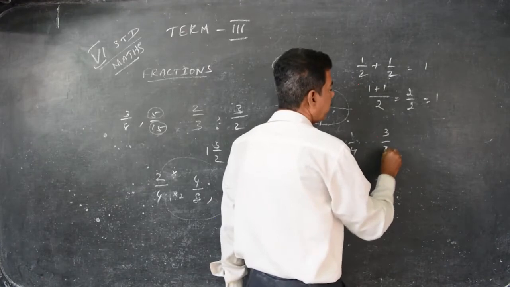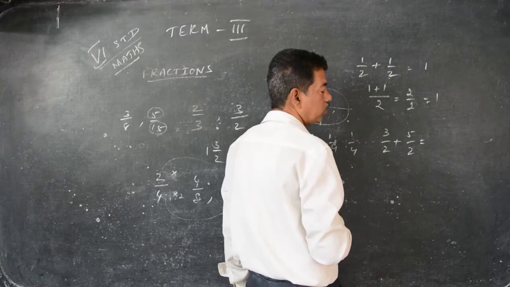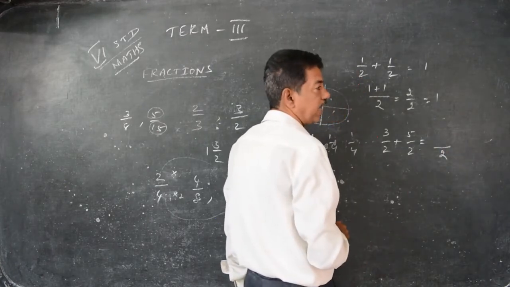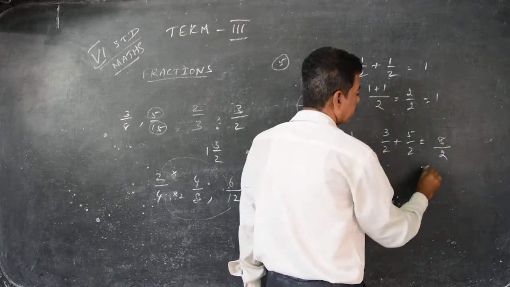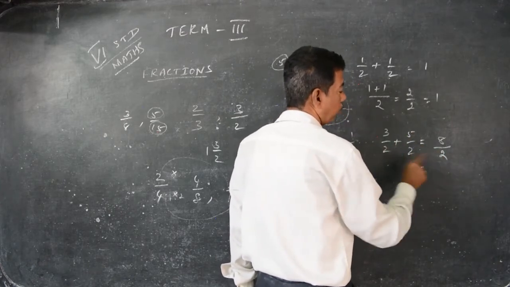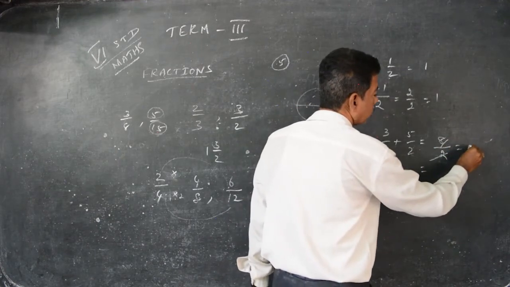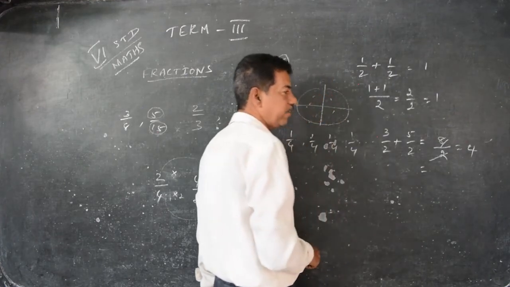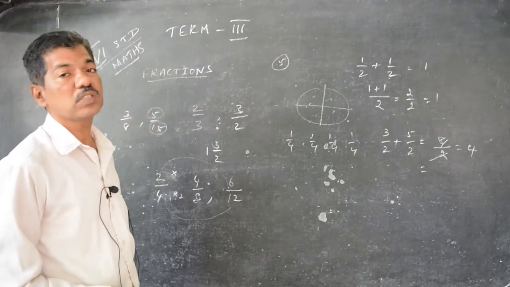Next, 3 by 2 plus 5 by 2. The denominator is the same, therefore the LCM will be the same. 3 plus 5 is 8. Add 3 and 5. The denominator is the same, 2. So this will go 2 times. 2 4s are 8. The answer will be 4. Okay, so like that we have to do certain things.